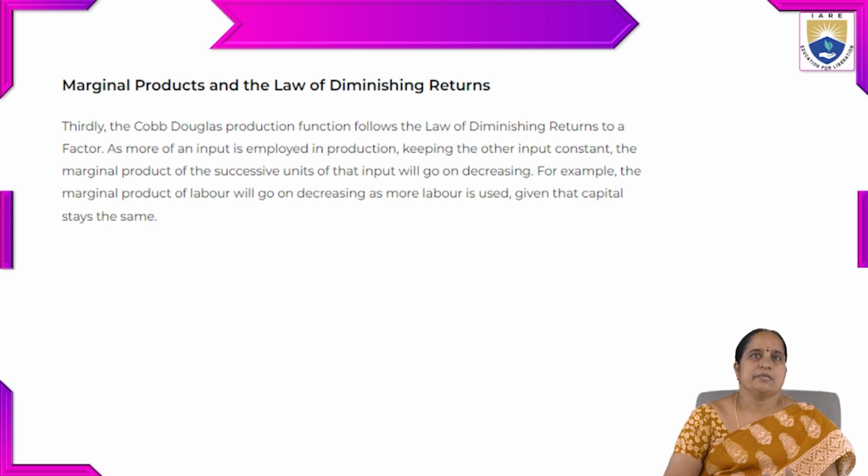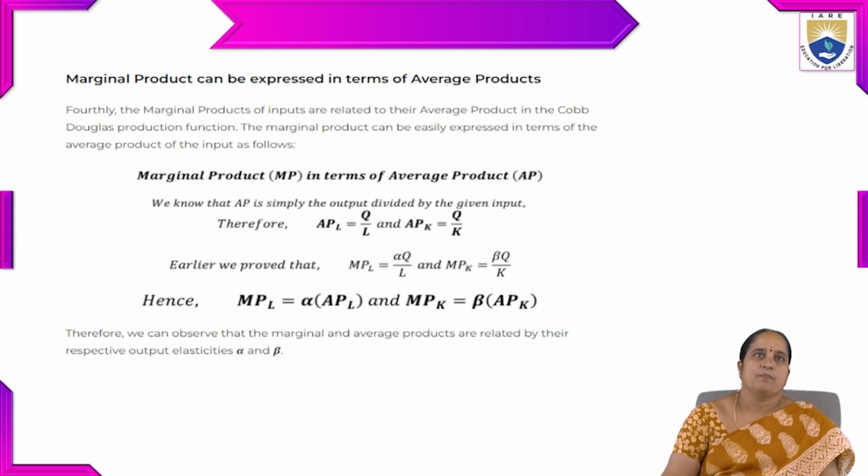Then marginal products and law of diminishing returns. The Cobb-Douglas production function follows the law of diminishing returns to a factor. As more of an input is employed in production, keeping the other input constant, the marginal product of successive units of that input will go on decreasing. For example, the marginal product of labor will go on decreasing as more labor is used. So given that capital stays the same, there is no change in terms of capital, but we can see that there is a change in terms of labor.